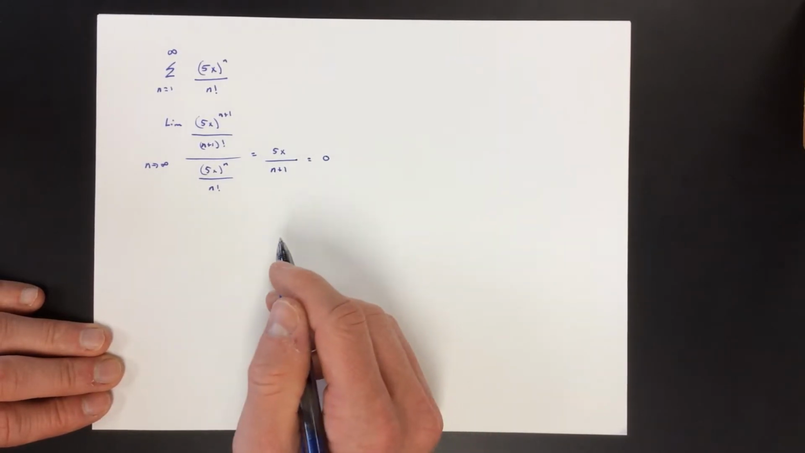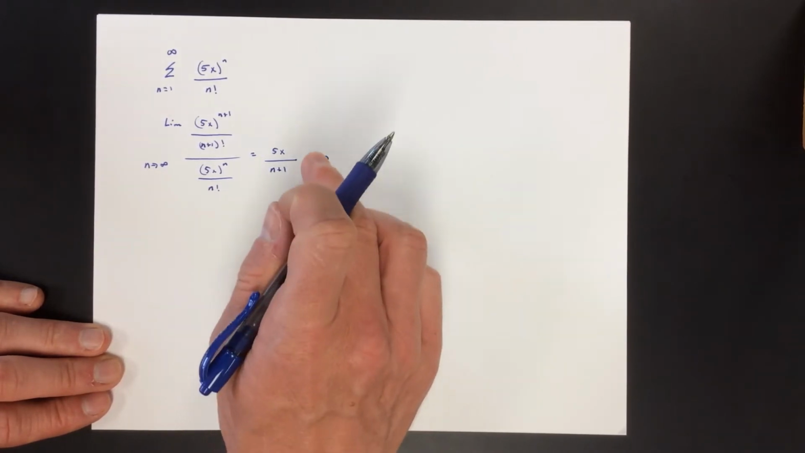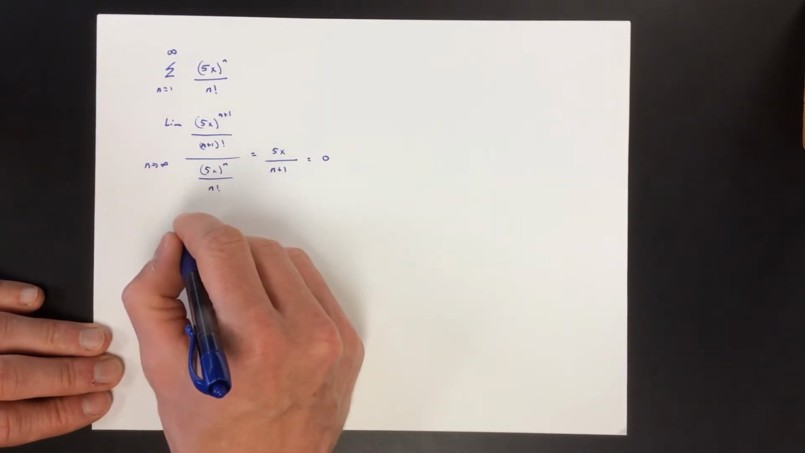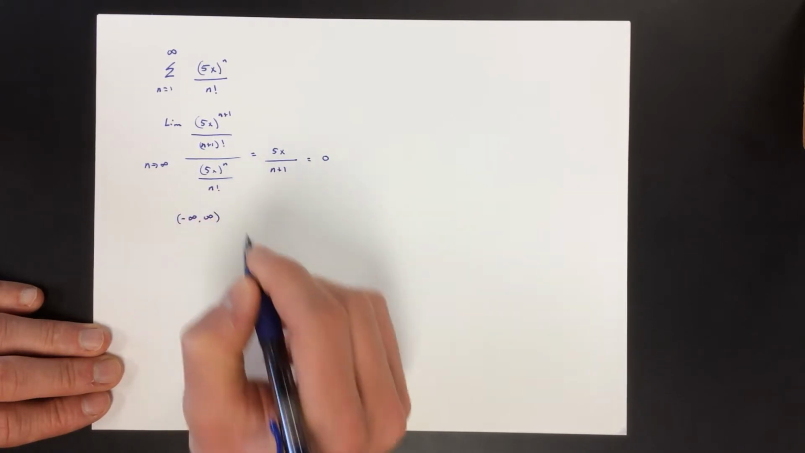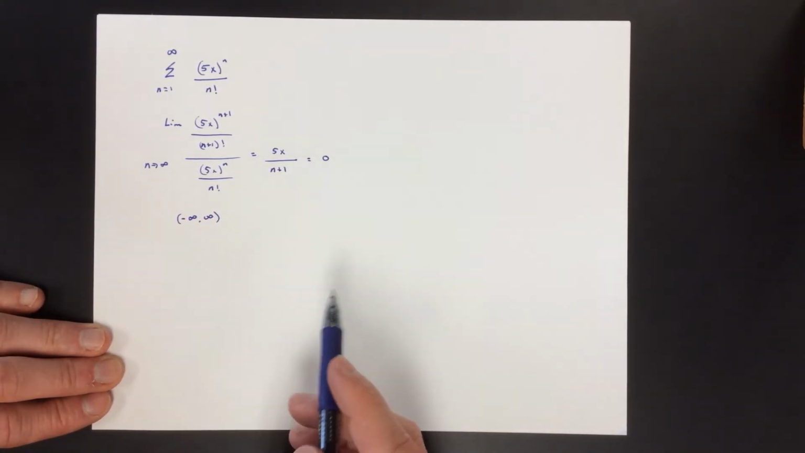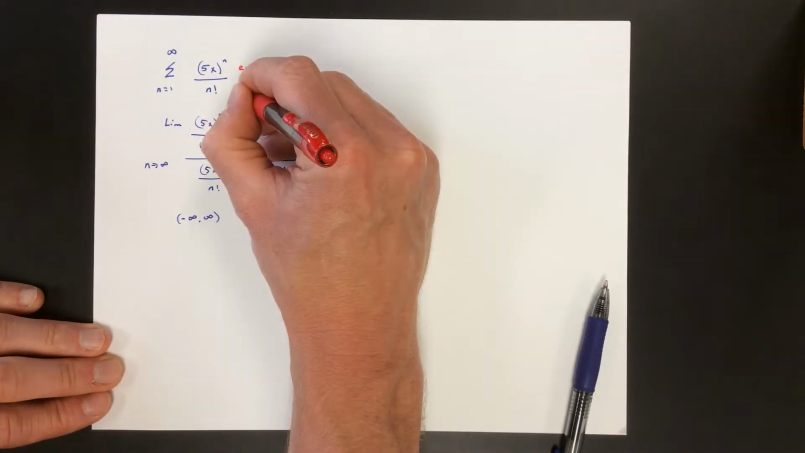Well, what does that mean? Well, that means x can be whatever it wants to be because the limit is always 0. So our interval of convergence is everything. And you're like, why? How could that possibly happen? Think about it. Who controls? The exponential or the factorial?